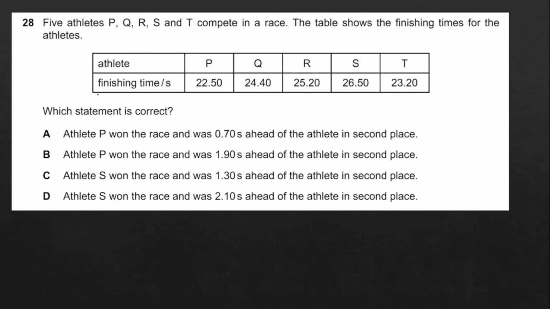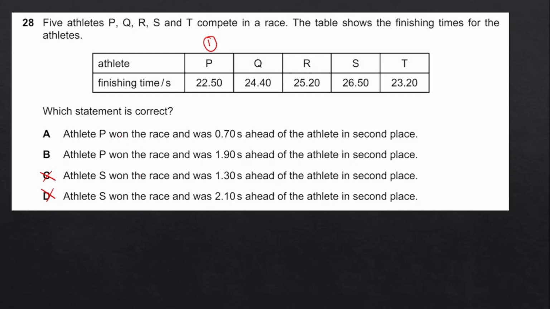First, let's check the time of athlete P and athlete S. Athlete P finishes the race with a time of 22.50 seconds. Athlete S finishes the race with a time of 26.50 seconds. That means athlete P is faster than athlete S. So this is position 1. So athlete P won the race. That means we can directly eliminate 2 options.